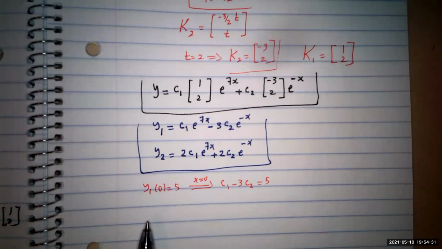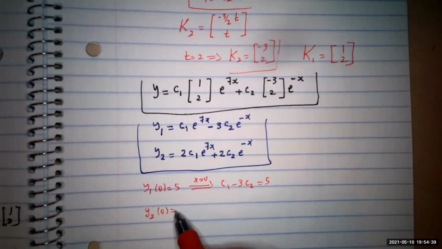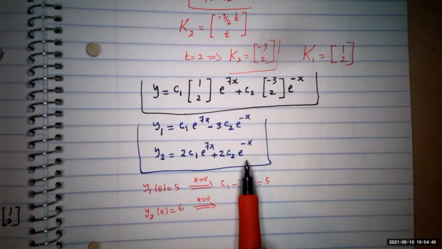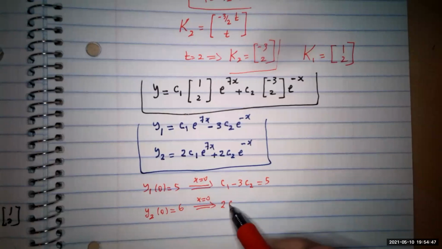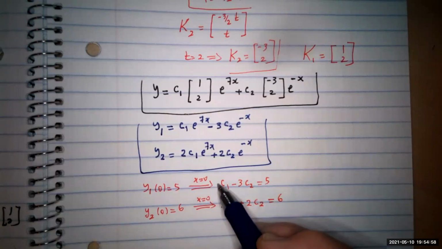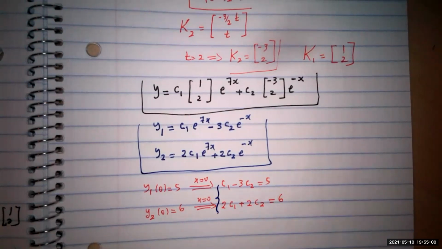Your second initial condition is y2 of 0, which is equal to 6. So again, you substitute x equal to 0 here, and that gives you 2 c1 plus 2 c2 equal to 6. So we have a system of two equations with two variables to solve. To get these numbers, it's going to be easy to solve.